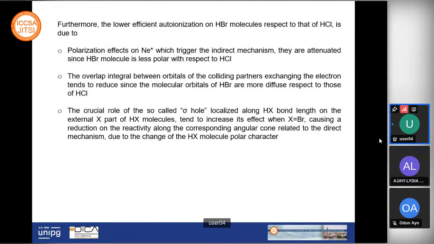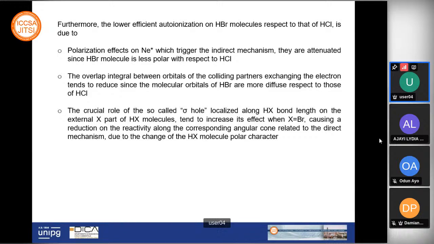HBr and HCl are clearly similar molecules, but the HBr molecule is less polar than hydrochloric acid. So the polarization effects on neon are attenuated for the HBr molecule. And also the overlap integral between the orbitals of the colliding partners, because the molecular orbitals of hydrogen bromide are more diffuse with respect to those of HCl. And in conclusion, also thanks to the so-called sigma hole, which is localized along the HX bond on the external X part of the target molecule. The effect of this sigma hole is increased when the target molecule is the bromide.